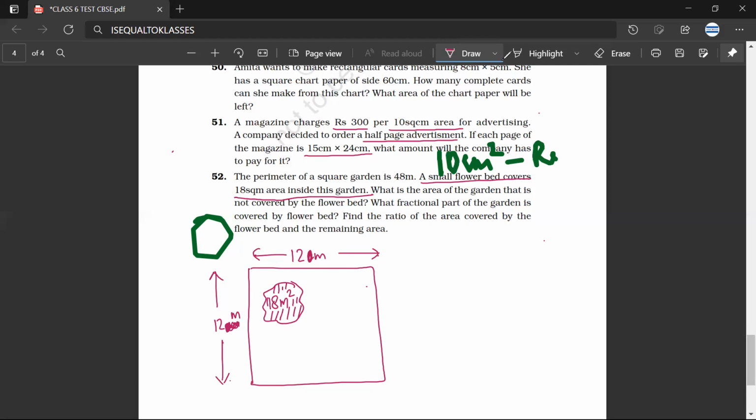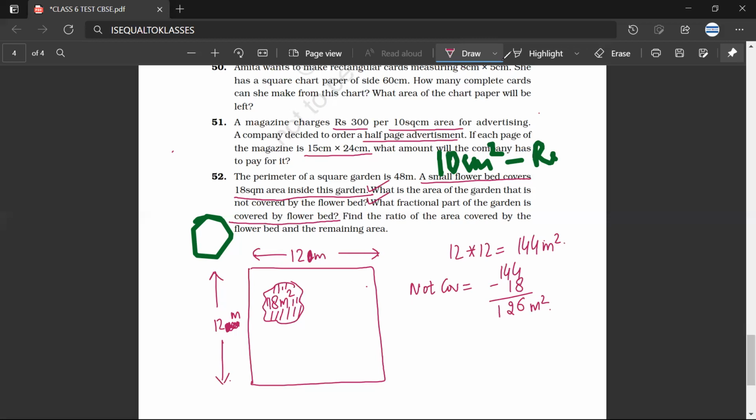What is the area of the garden that is not covered by the flower bed, Mr. Satya? 126 square meters. So this is my total, and not covered would be 144 minus 18. Mr. Sarthak, am I correct? Yes, sir. Okay, Mr. Satya, what fractional part of the garden is covered by the flower bed?